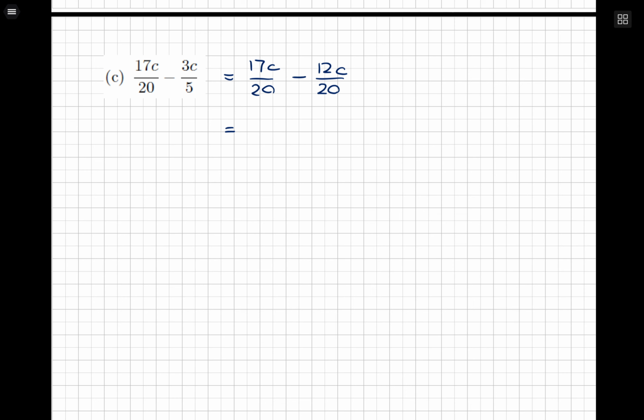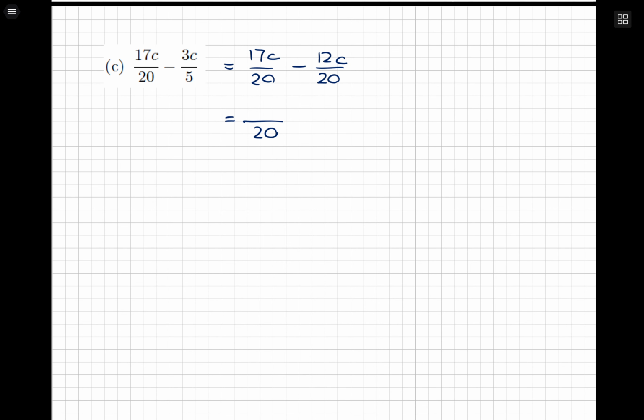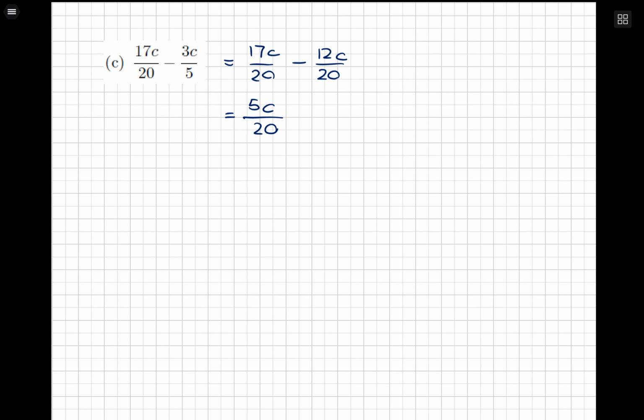Okay, so we've got our common denominator of 20. We can put all over 20, and they're like terms. 17c, take away 12c is 5c. Now, if you left your answer like that, you are going to be losing yourself some marks because they both have a common factor. If you left it like that, it's not in simplest form. You need to look for any common factors, and in this case, the common factor is 5. 5 goes into 5 once, and 5 goes into 20 4 times.